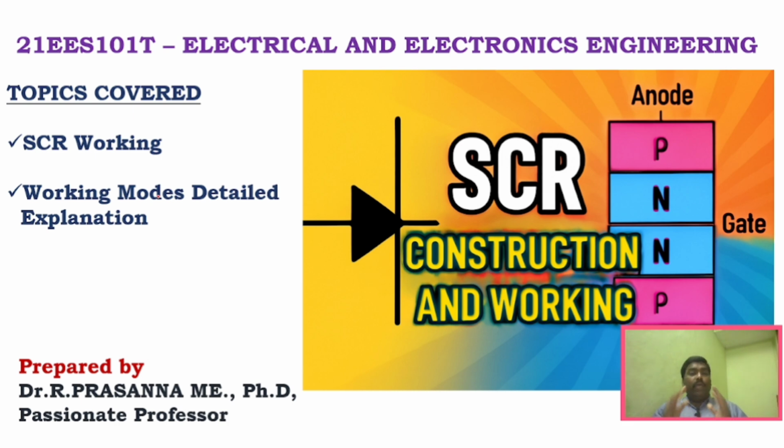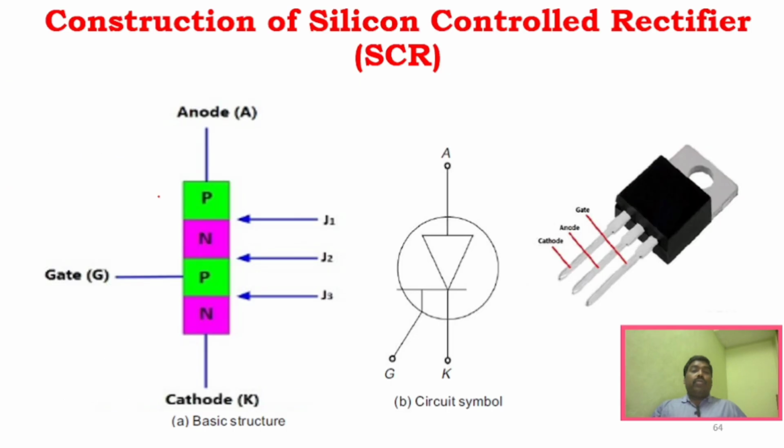I would recommend you to go to the previous video and understand the construction of SCR so that you can easily understand the working of SCR, right? So we will start the working of SCR in this particular video. Before starting the working, we already know SCR has three junctions J1, J2 and J3 and three terminals: anode, cathode and gate, which I have explained in the previous video. Please go through that video.